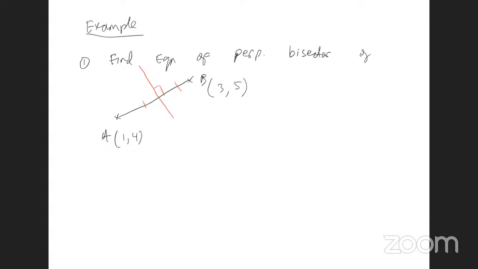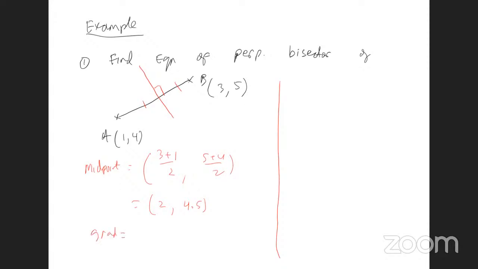Right, let's check it out here. You could also send the points in the meantime. So the first thing I'll do is get the midpoint. I'll add up the x values, add up the y values, and divide by 2. And then I'll get the gradient.